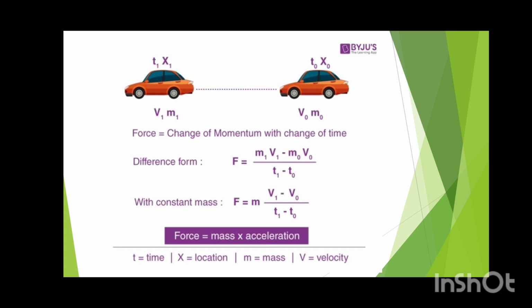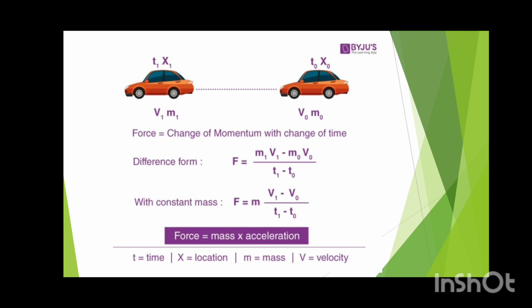According to Newton's second law, force is directly proportional to the momentum of the object. That means force is equal to change in momentum with change of time. The difference form is F = (m1 v1 - m0 v0) / (t1 - t0), where m1 is the final mass of the car and v1 its final velocity, m0 the initial mass and v0 the initial velocity, t1 the final time taken by the car, and t0 the initial time of the car, with constant mass.